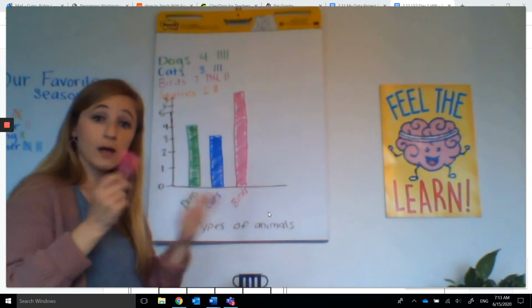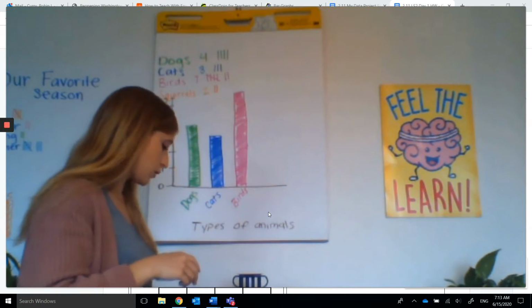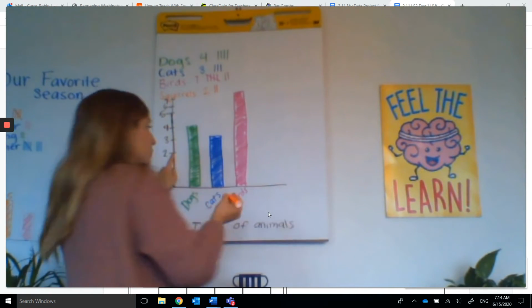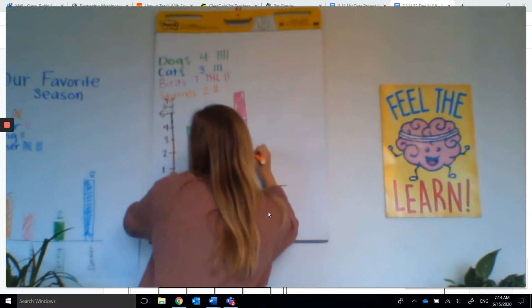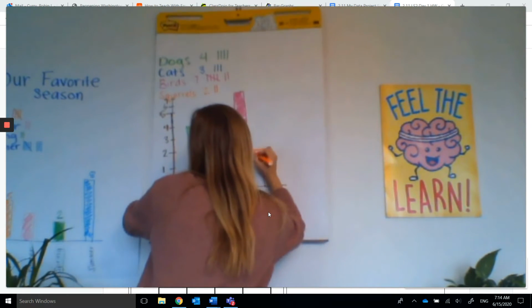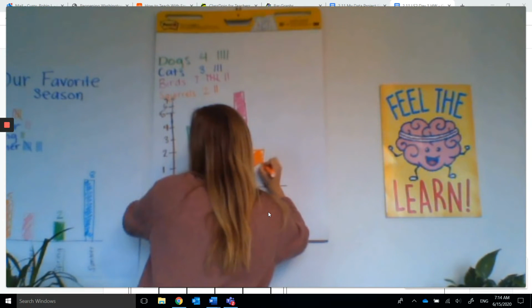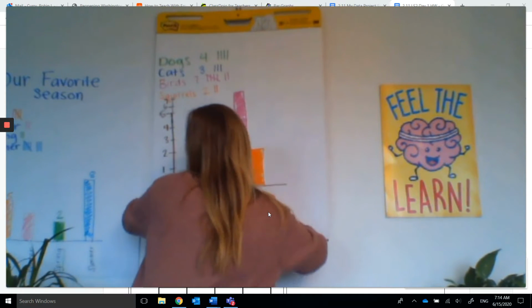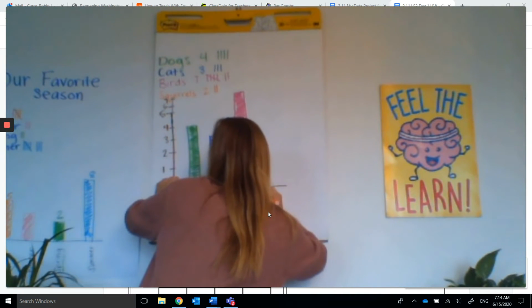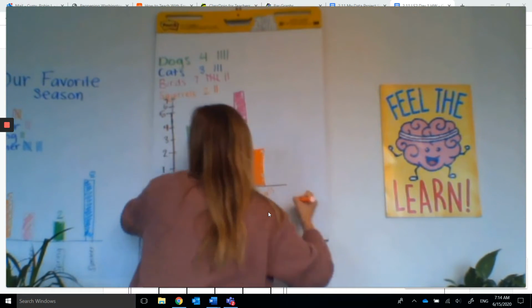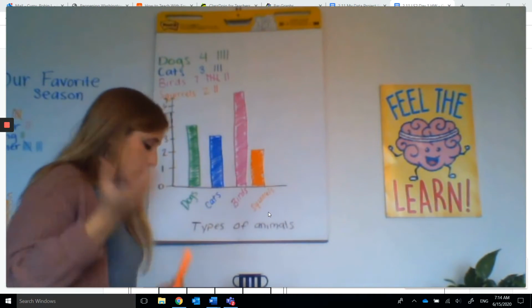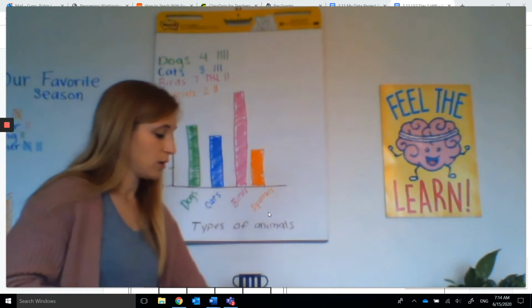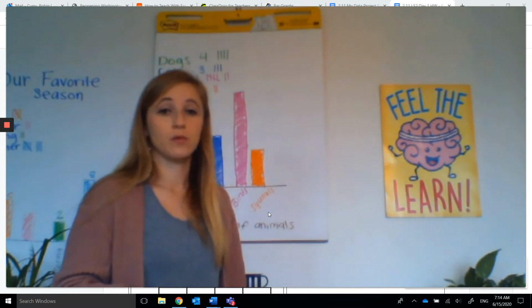All right, and then my last one is squirrels. How many squirrels did I see? Just 2, so I'm going to draw it up to this number 2 right here. All right. So that's all there is to it. That is how you make a really quick and simple bar graph with information from your real life.